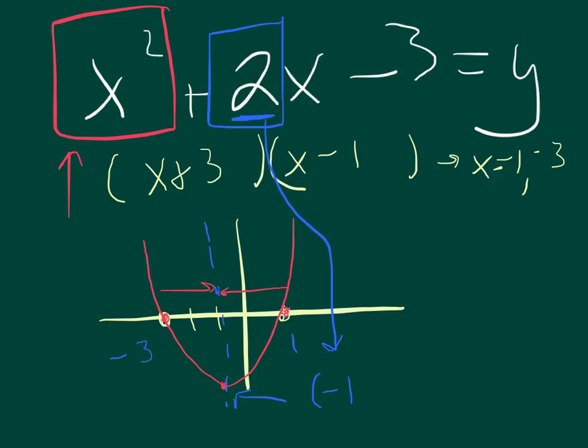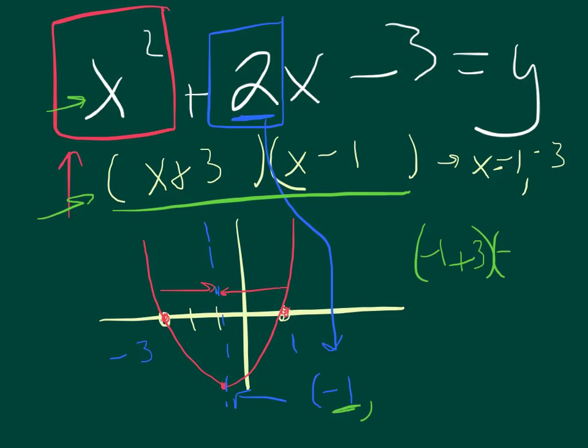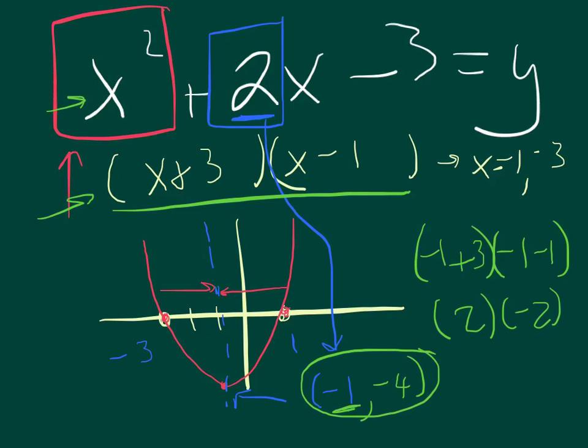And I just want to point out one more thing to you here, which is that in order to find the y-coordinate of the vertex, because we only know the x-coordinate of the vertex, we can plug it into either the factored form or the simplified form. I'm going to plug it into this one because it's just smaller numbers, easier for me to do. So I'd have (-1 + 3) times (-1 - 1). So we'd get 2 times -2, or -4. So our vertex is at (-1, -4).